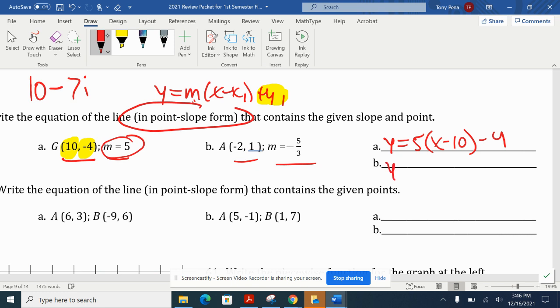Same thing with letter B. The slope of letter B is this -5/3. The x coordinate in the point I gave you is this -2. So I would do x minus the -2. So this is when we see that little plus positive. And then our y coordinate at the end is that +1 right there. So we do a +1.